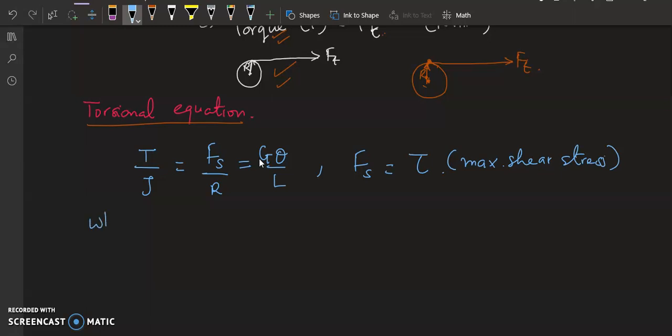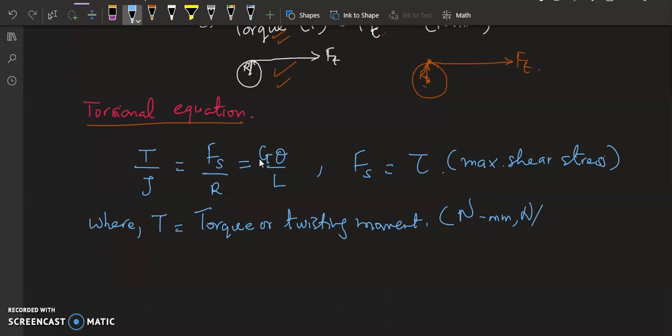So we are going to write here where T is equivalent to, so what is the equivalence of T? T is torque, or what we call twisting moment. Now this is measured in Newton millimeters. So these have taken just the smallest unit of the length. Or we can talk of Newton meters, centimeters, and so on and so forth.